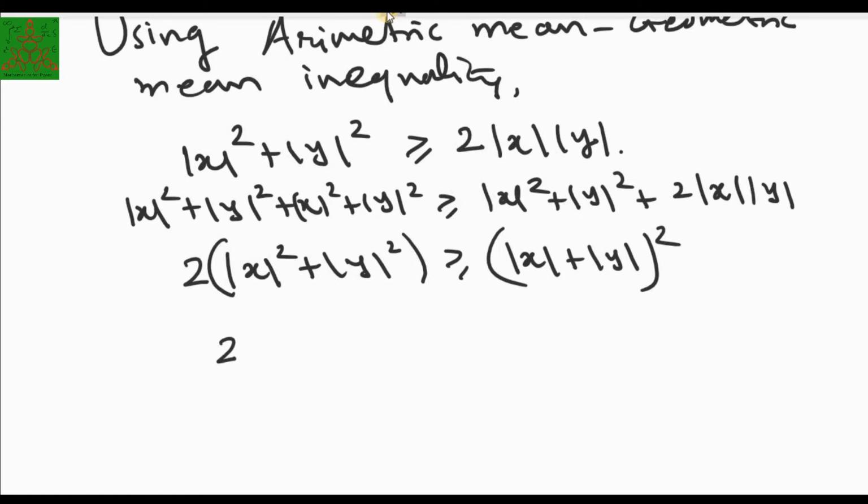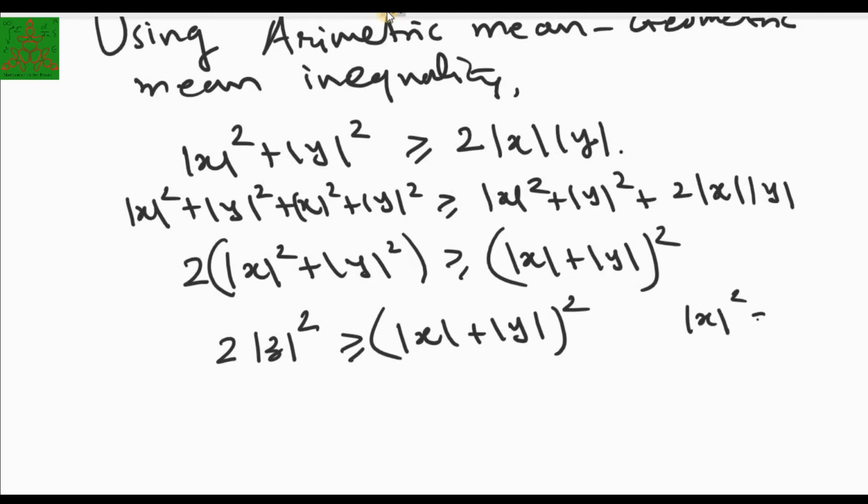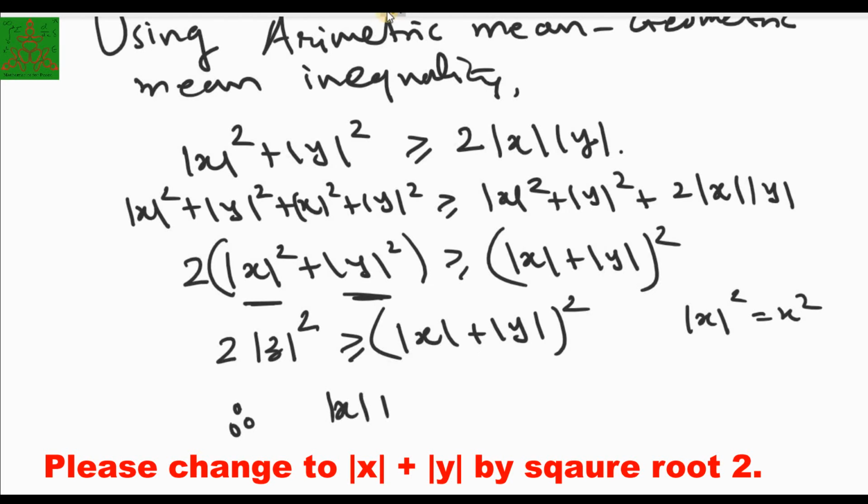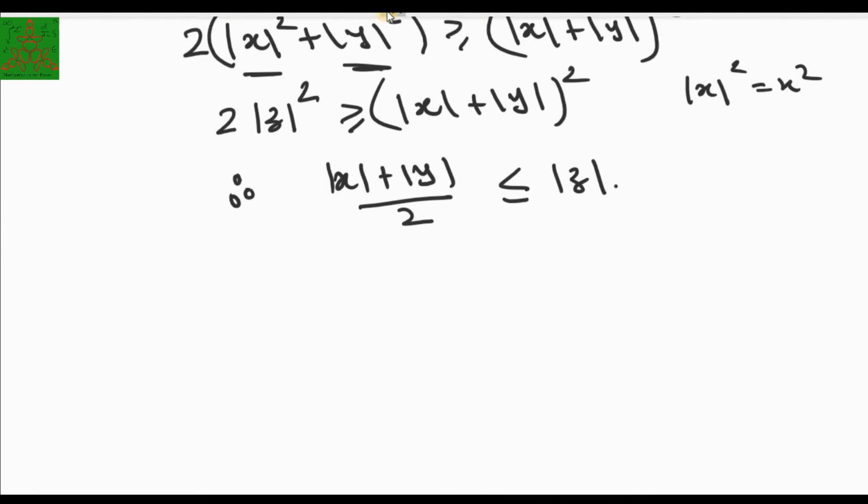This side is nothing but mod of z square, which is greater than or equal to mod of x plus mod of y whole square, because mod of x square you can write as x square. So this will be x square, this will be y square, so that is mod of z square, x square plus y square. I am taking the non-negative square root on both sides. What we have is mod of x plus mod of y, divided by root 2, is less than or equal to mod z, by taking the positive square root. So that is the last property of this lecture.